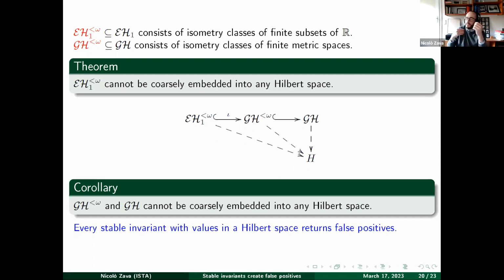What it means is that you will need to lose some information somewhere. I mean, it's not going to be a disaster. Persistent homology is extremely useful, even though it creates false positives. So again, it's a trade-off between precision and computability.